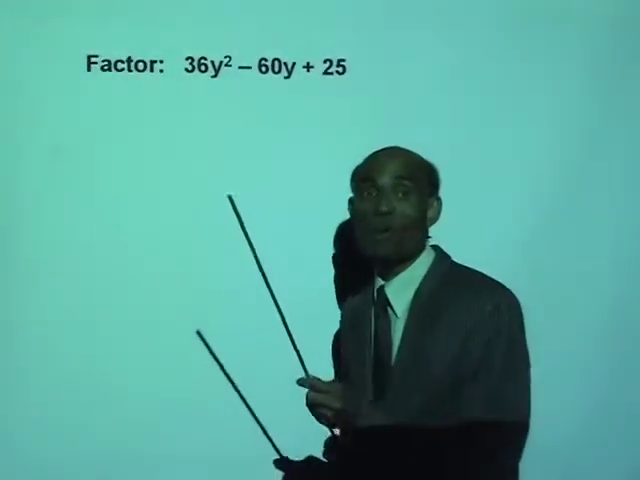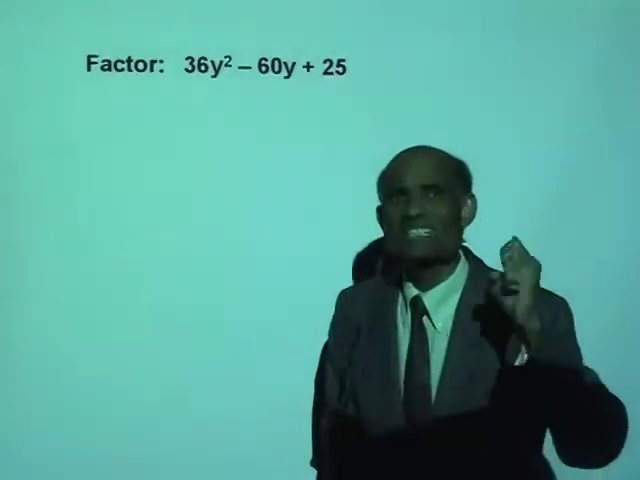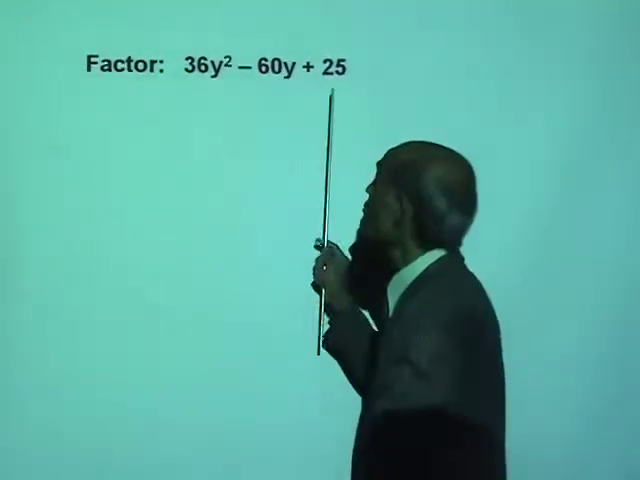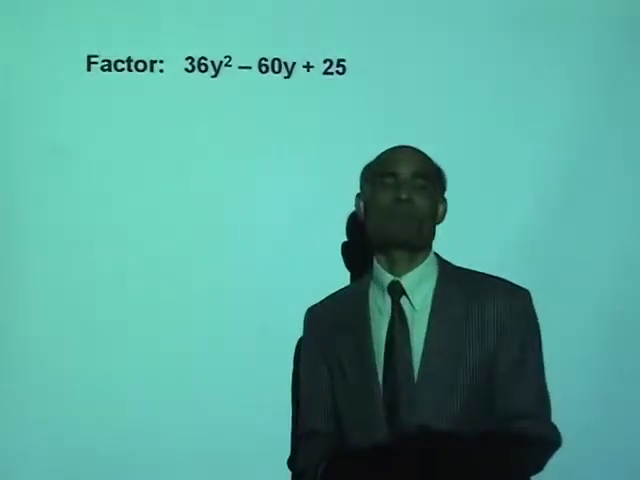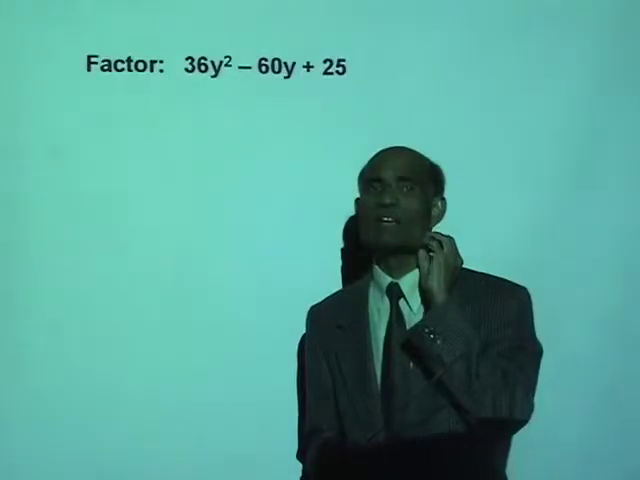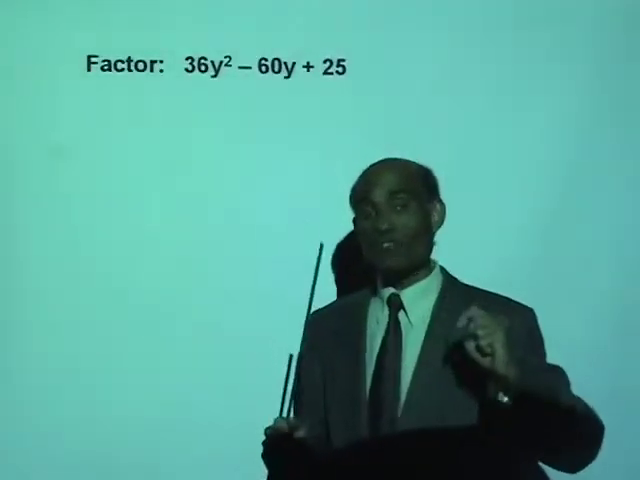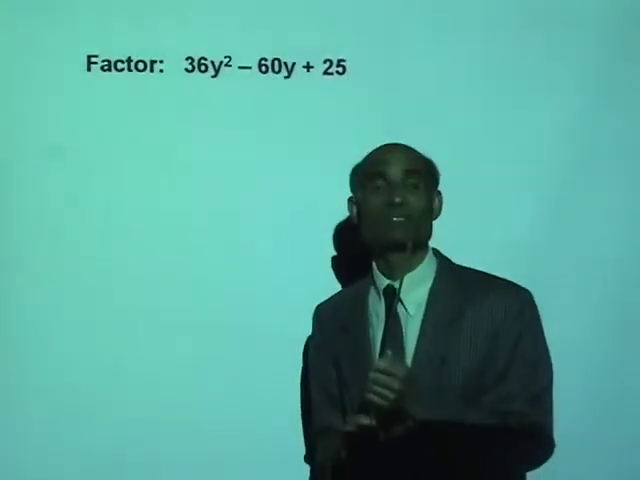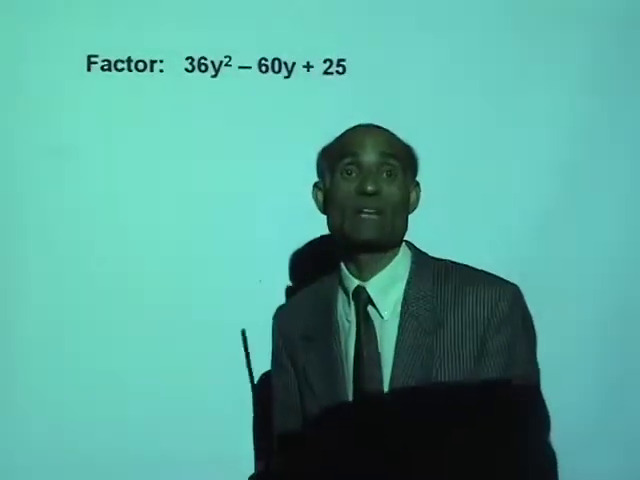Well, I would go like this. 36y squared is 6y times 6y. And 25 is 5 times 5. And then I would say 6 times 5 is 30. And 30 added to 30 is 60. You see, I have formed a mental picture of this already.